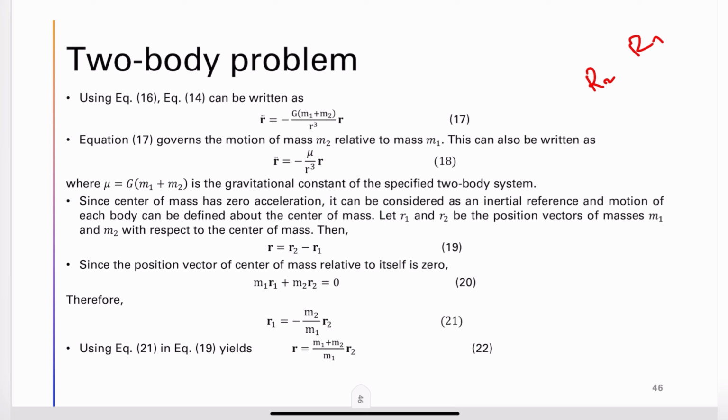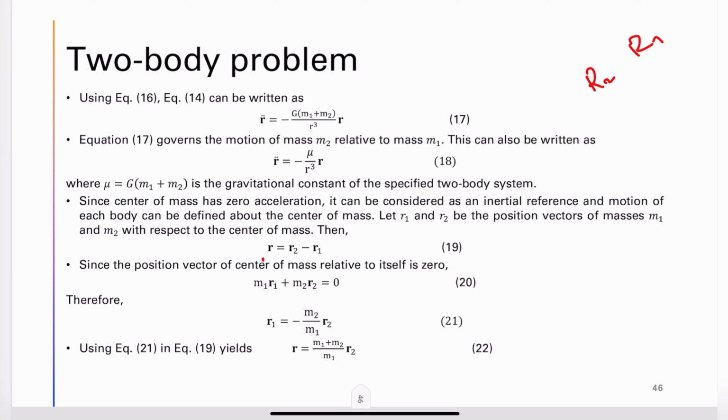Under that condition, r is equal to r2 minus r1. Since the position vector of the center of mass relative to itself is 0, we know the position vector of the center of mass relative to itself is 0. Based on that condition, m1 r1 plus m2 r2 is equal to 0. So from this expression we get r1 is equal to minus m2 divided by m1 into r2.